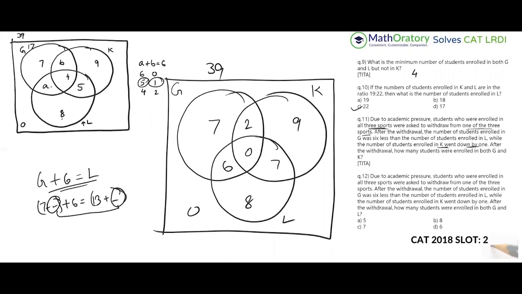So anyhow, question number 11, whatever premise was same for 11 and 12. So let's quickly solve and get the answers now. After the withdrawal, how many students were enrolled in both G and K? Both G and K, please understand, it's this entire part, but the center region is anyhow 0, so it doesn't matter. So the total is 2. And after the withdrawal, how many students were enrolled in both G and L? Similar type of question, but G and L this time. So that is 6. So option D is the answer.